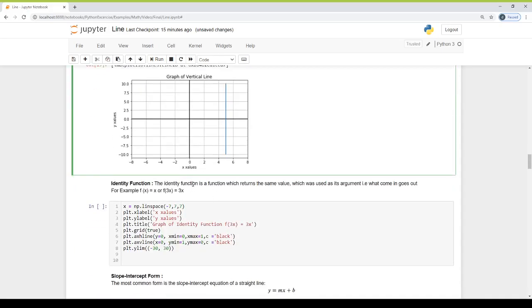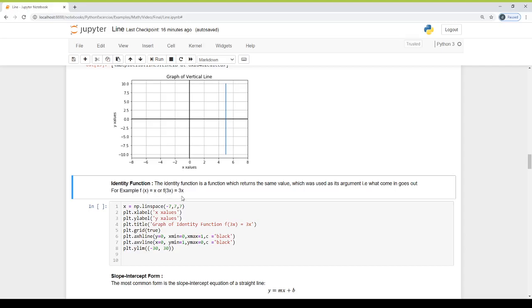Next we will see the identity function. The identity function is a function which returns the same value which was used as its argument. That is, what goes in is what comes out. For example, f(x) is equal to x. If we pass the value 3, f(3) will return the same value 3. And if we pass 9, it will return 9.